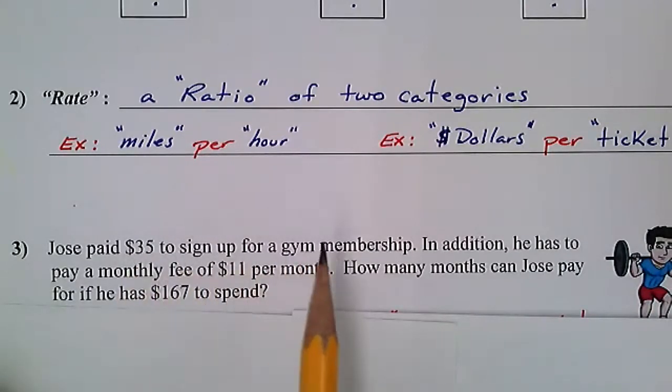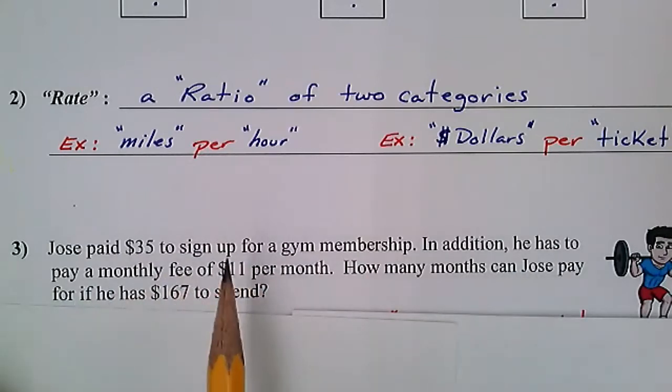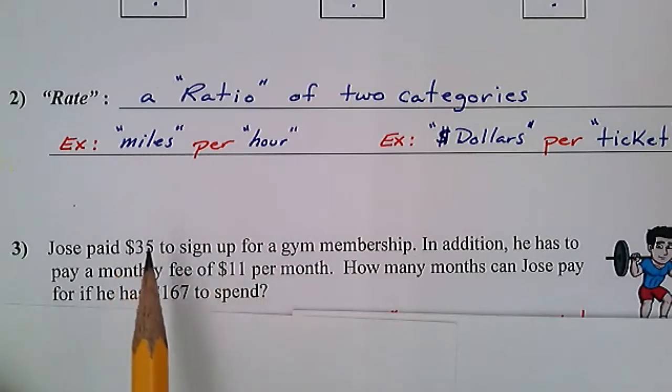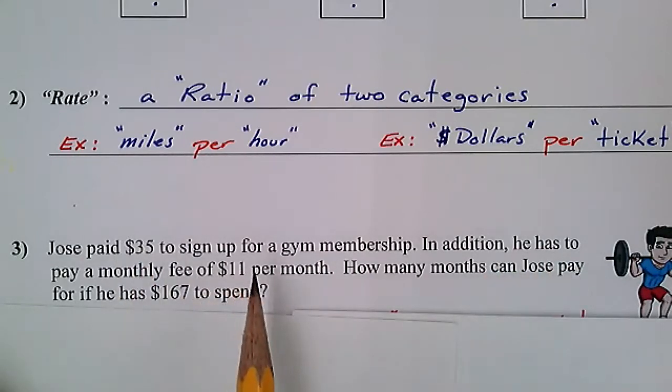So $35 to sign up for the gym membership. In addition, he has to pay a monthly fee of $11 per month. So this was his upfront amount, or starting amount, that he had to pay. And then in addition, he has to pay $11 per month. So this word "per" is kind of a clue that this is our rate right here.